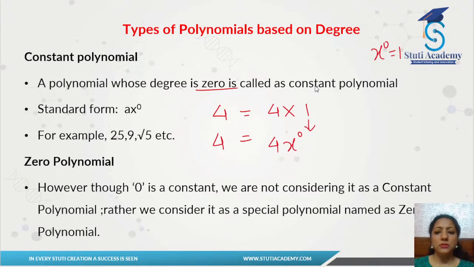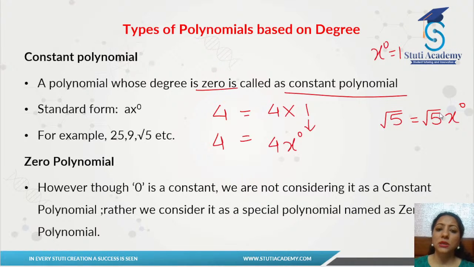It's a constant polynomial because it remains the same throughout. Even if you put any particular value of x, the value of the polynomial will still remain the same. Even if you put 100, or 25, any number raised to the power 0 is 1. So the value will be fixed, it will be constant. That's why we call it constant polynomial. So children, a polynomial whose degree is 0 is called a constant polynomial. If I write root 5, this can be written as root 5x raised to the power 0. So it's again a constant polynomial with degree 0.